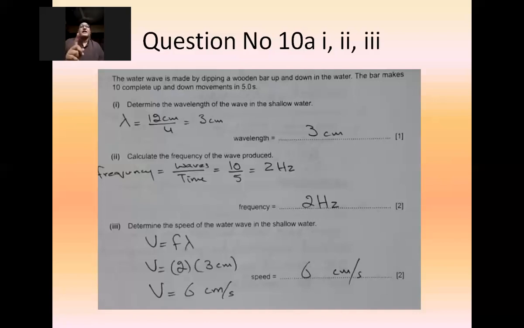Remember one thing, if lambda is measured in meters, then by using this formula the speed will be in meters per second. Because we have used lambda in centimeters, the unit of the speed will be centimeters per second. So 6 centimeters per second. So, a 2-mark numerical. Hopefully you have understood.